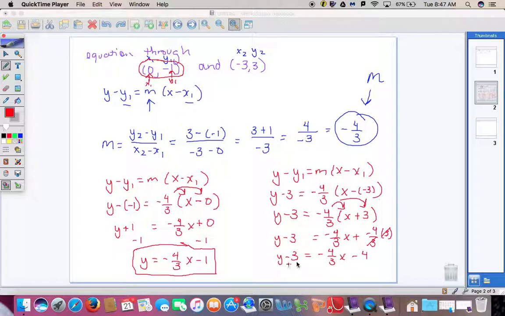And if I added 3 to both sides, I get the exact same answer as I got with using the other ordered pair. So I have y equals negative 4/3 x minus 1. Okay, it doesn't matter which ordered pair you use. If you do the math correctly, you will get the right answer.